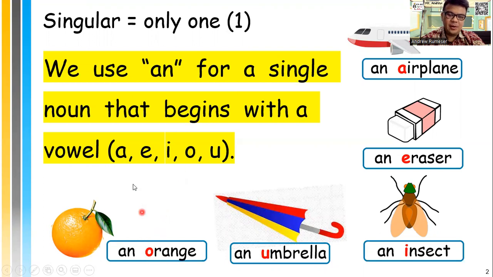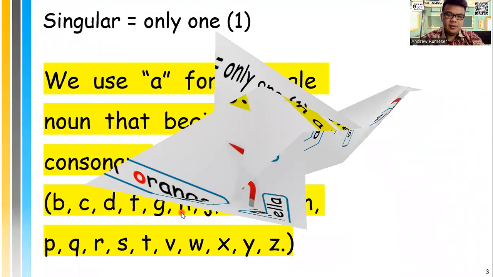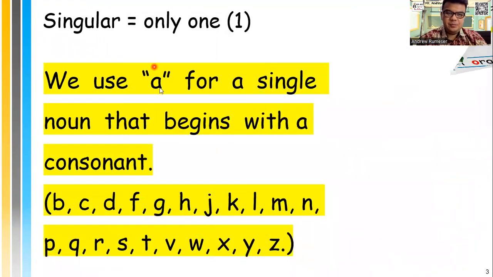Very good. So whenever a word starts with a vowel, meaning the letter A, E, I, O, or U, then we use an in front of the word. Okay? What about other words? We use a for single nouns that begin with a consonant. What's a consonant?